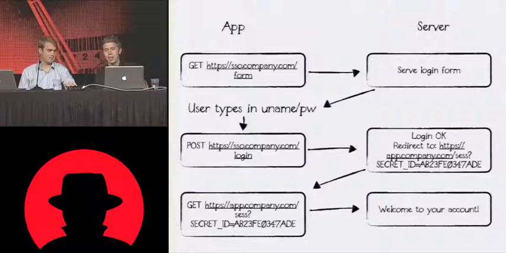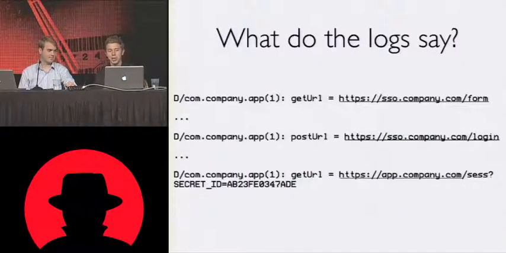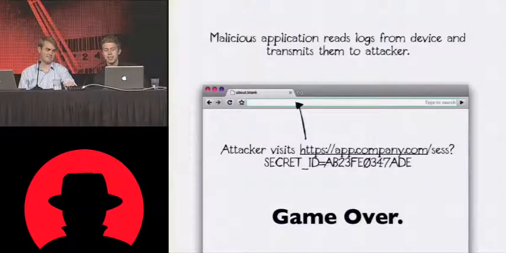What happens when we look at this from the log side? We see GET URL sso.company.com/form. Seems reasonable, right? We see the post. We see the post data, or we at least see the URL of the post. Then the redirect, we see the redirect GET URL with the secret token. And remember, any application with the read logs permission can see this. So what would happen if a malicious application reads the logs from the device, uploads it somewhere, and then somebody uses Control-C and Control-V?